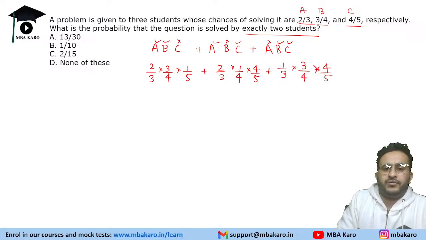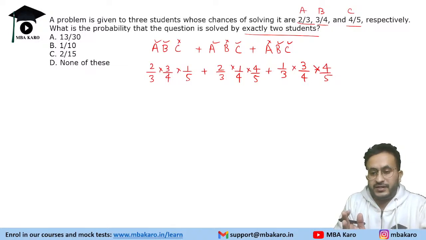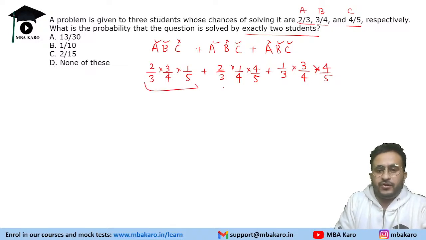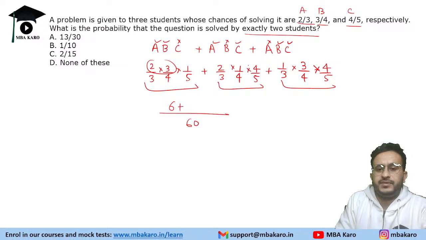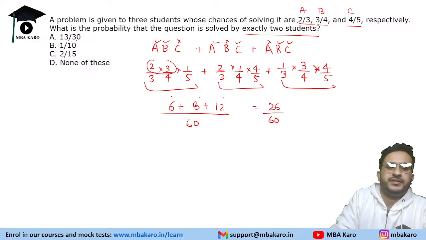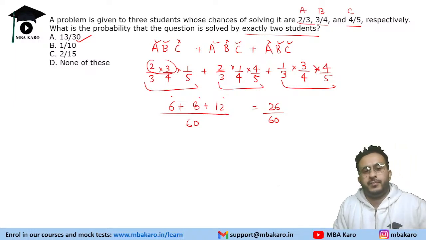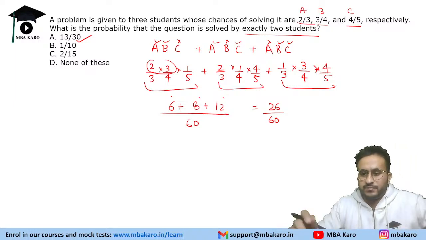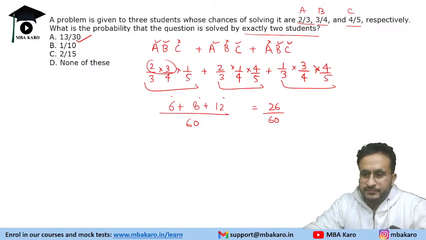Right? Now, instead of finding individual fractions, see this, all have the same denominator. So take the denominator the same, that is 60, and take the numerators. This is 6 plus, this is 8, and this is 12. So this is 26, 26 by 60, which is 13 by 30. So the required probability is 13 by 30. Okay, so that is the answer.